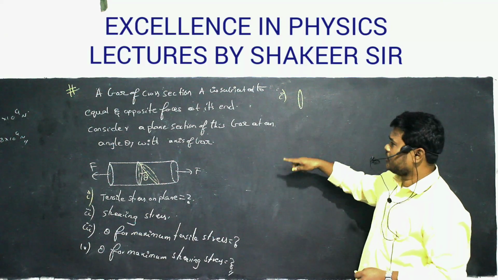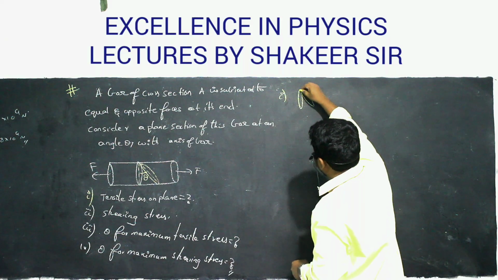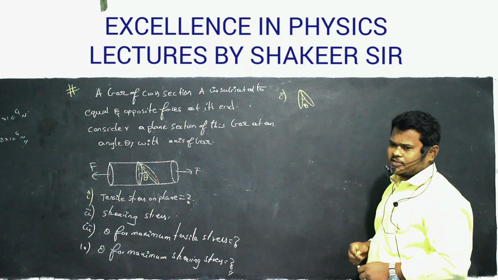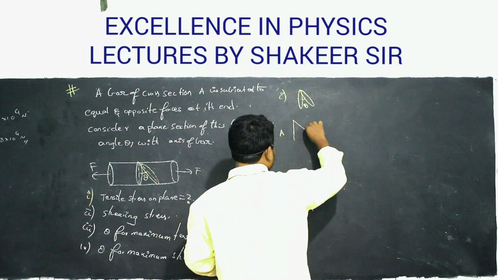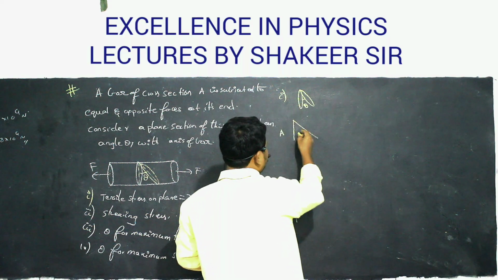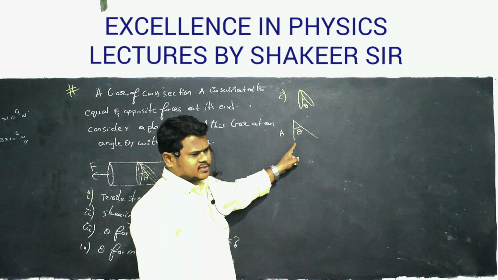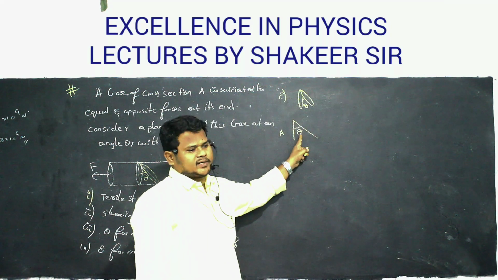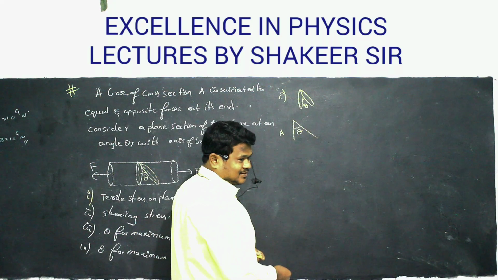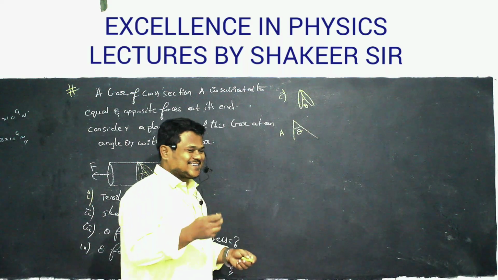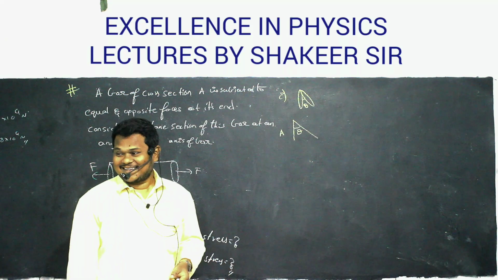But we are not supposed to calculate the answer for this plane. We are supposed to find the answer for a plane which is at an angle of theta. This is our original area of cross section A, but this is the plane which is at an angle of theta. Then how can I calculate this area? If this area is A and this angle is theta, how can I calculate this area? A cos theta.